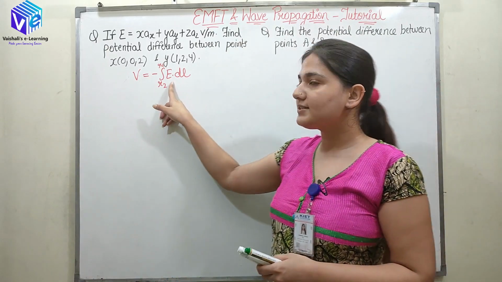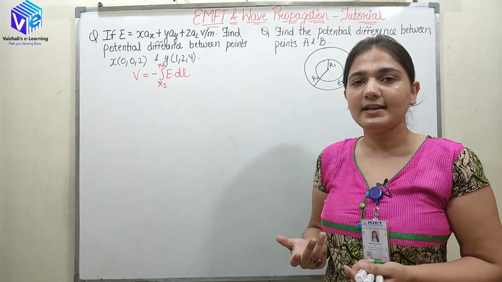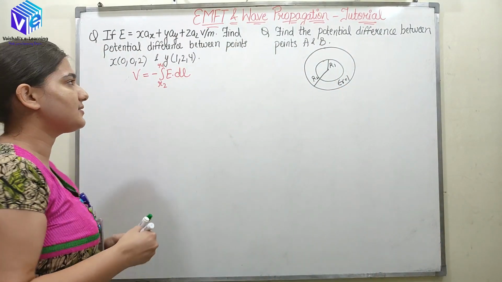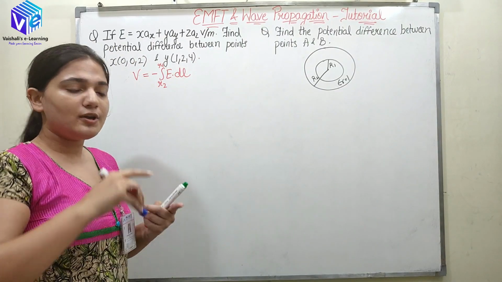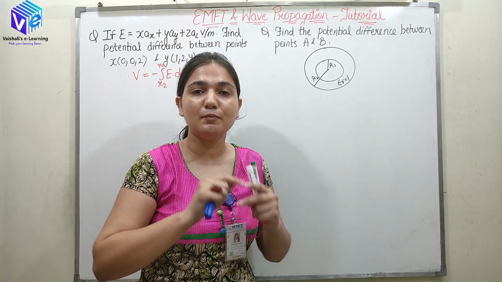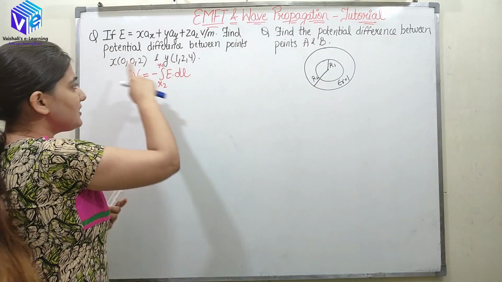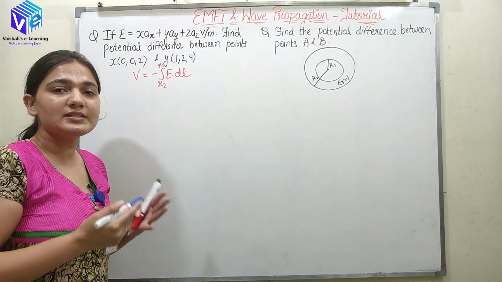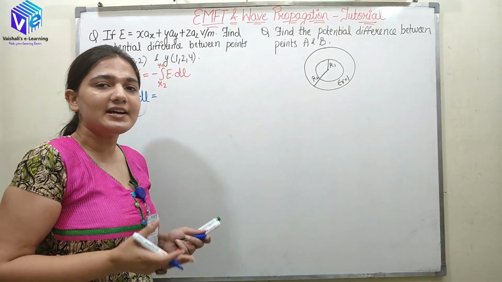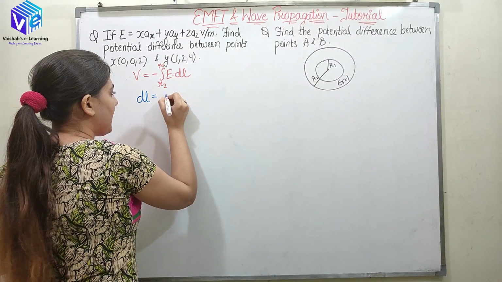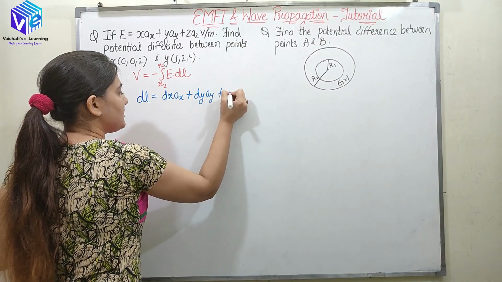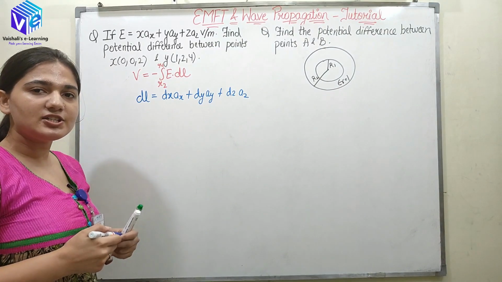Now I know what is E, I know what is dl. dl is the differential length. Now which type of coordinate system is it? It is the Cartesian coordinate system. Here we don't see any angle. If we have the cylindrical or the spherical coordinate system, in both cases we have angles, but here we don't have any angles, so it's a Cartesian coordinate system. I remember that the differential length in the Cartesian coordinate system is given by dx ax plus dy ay plus dz az. So this is my differential length.